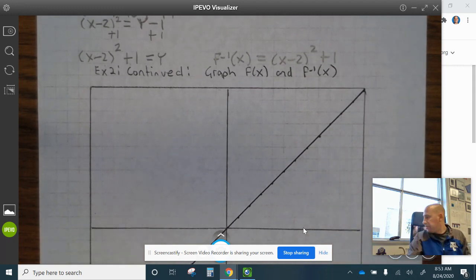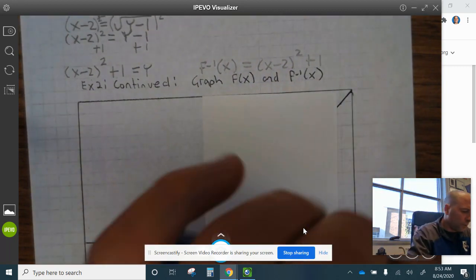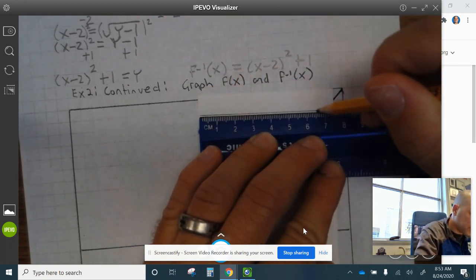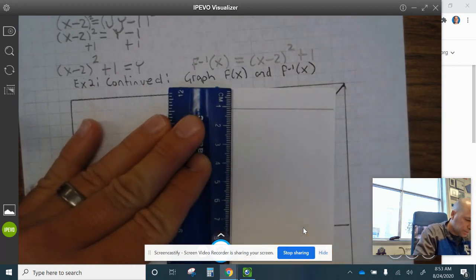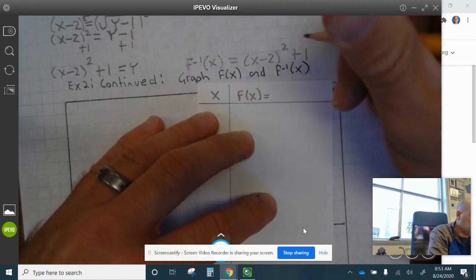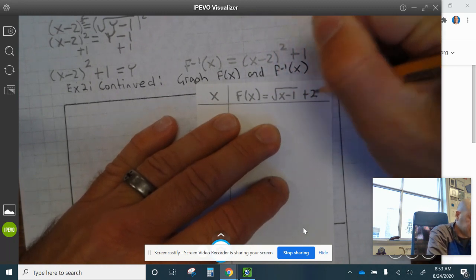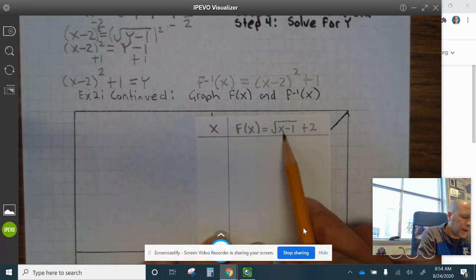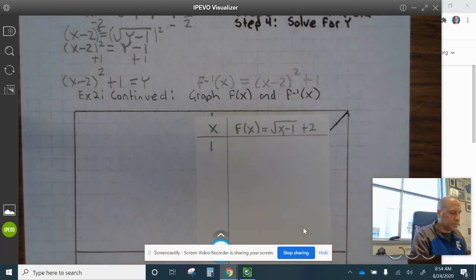All right, so now let's graph, okay? So again, I don't think we have room. So let's use a note card. I'm just going to make a table real quick on this note card. I'm going to start with f of x, which we know is equal to the square root of x minus 1 plus 2. Now, picking our first value is pretty simple in that you can't have a negative under the square root. So the first value would be 1 because 1 minus 1 is 0. So the first value is going to be x is 1.